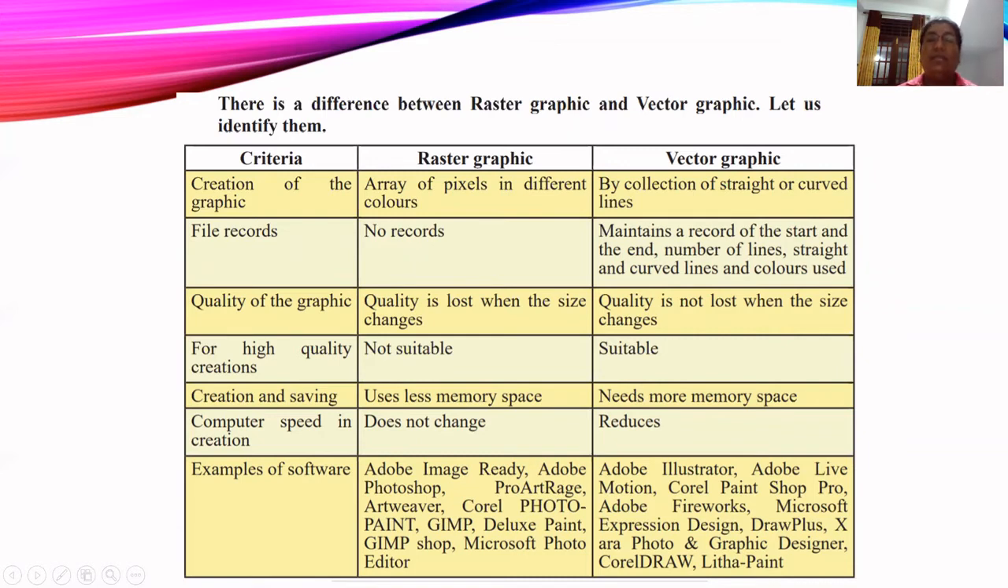What about the capacity? That capacity is also reduced because there are no extra things, extra records. So therefore, when we enlarge, the quality is reducing, and the capacity is very low. Right? So those are the things you should think about, right? Okay. But the vector graphic maintains a record of the start and end, right?